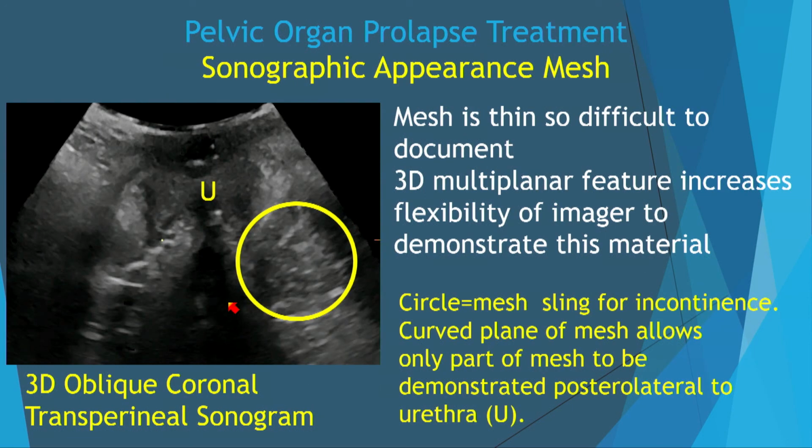Well, on the other view, the oblique coronal or transverse view, mesh is very difficult to identify. As I stated earlier, it's very, very thin. So because it's so subtle, you have to be careful in terms of how you reconstruct your image. And obviously, in this case, it's useful to have an experienced person doing that reconstruction. In this case, the mesh just looks like a heterogeneous, predominantly slightly more echogenic area compared to the surrounding tissues.